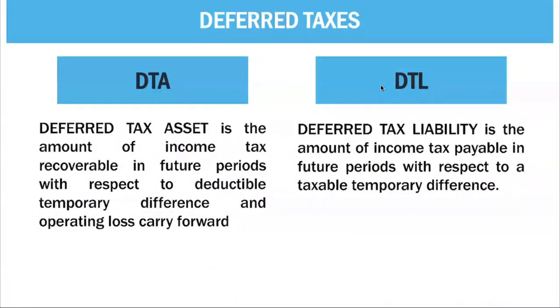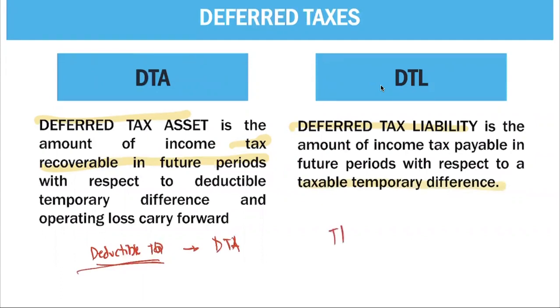So deferred tax, when is it a deferred tax asset or when is it a deferred tax liability? There is a deferred tax asset if the tax is recoverable in future periods with respect to deductible temporary differences and operating loss carry forward. If it is a deductible temporary difference, we have a deferred tax asset. But if it is a taxable temporary difference, we have a deferred tax liability.